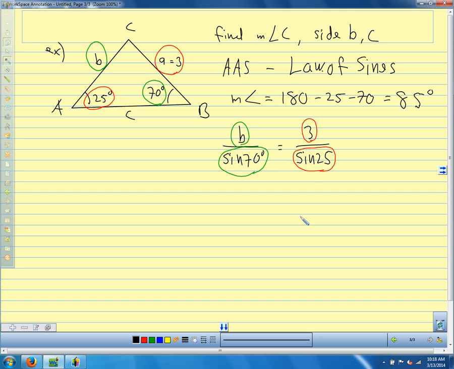What do I do to solve this? How do I get b by itself? Multiply. Sine 70 is dividing, so I multiply. So I'm going to multiply both sides by sine of 70 degrees, just like we've done in SOHCAHTOA. Multiply this side by the sine of 70 degrees, and those go away. And I can say b equals 3 sine 70 degrees over sine of 25 degrees.